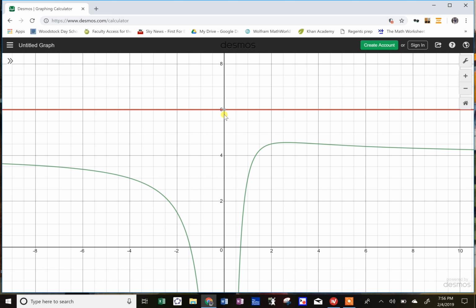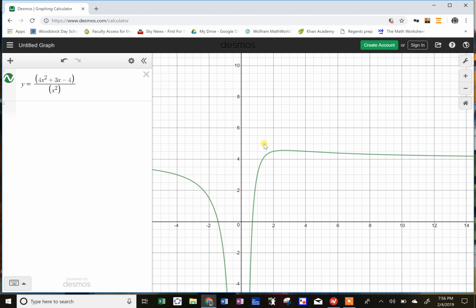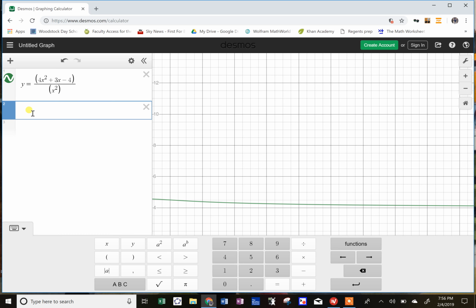Anyway, as we mess up this graph, I don't know what just happened there. Let me see. I created a slider inadvertently. As we expand out and take a look, oh, and then I lost it again.